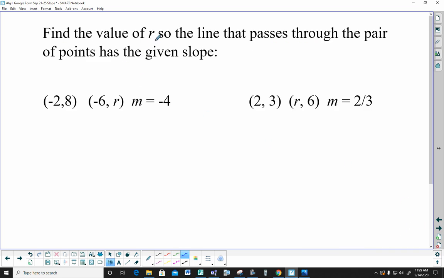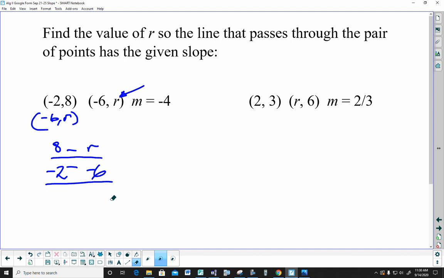Find the value of r so the line that passes through the pair of points has the given slope. Okay, you're looking to find out, in other words, what in this case the y value is in order to generate the slope. So you use this definition of slope, and I'm going to write the one over the other just because it helps me organize it a little better. The y's go on top, 8 and r, and the x's go on bottom, negative 2 and negative 6.